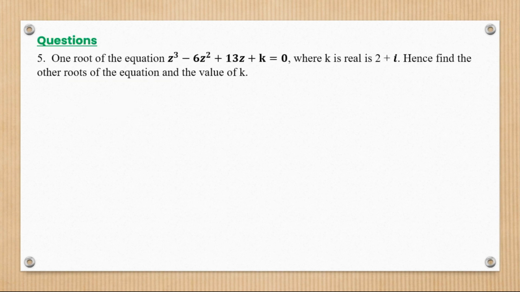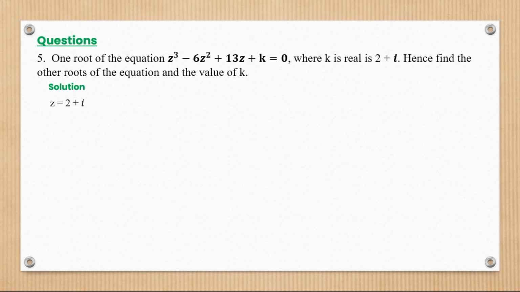Alright, let's look at another question. We're being told that one root of the equation z cubed minus 6z squared plus 13z plus k equals 0, where k is real, is 2 plus i. Hence find the other roots of the equation and the value of k. So this is an example where we have a few unknowns. So how do we work this out? We've been told that one of the roots is 2 plus i.